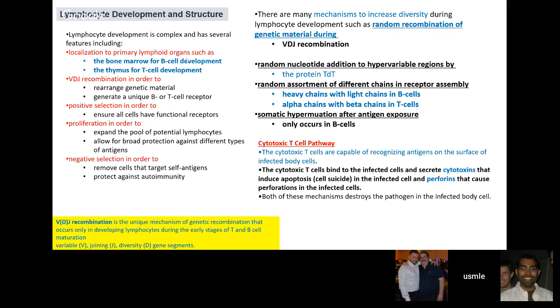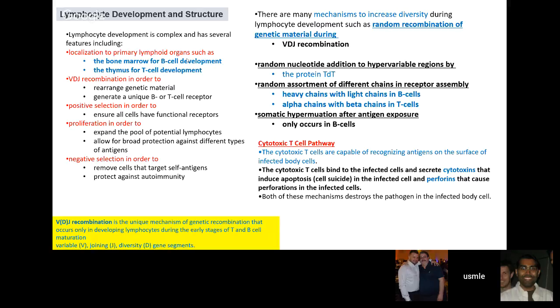So what does it mean? V means variable. J means joining. D means diversity. And remember, these allow the change in the genetic material within the lymphocyte to adapt to specific situations. And those are going to be completely random, depending on what you're going to have. This is why you can call them recombination, VDJ recombinations.